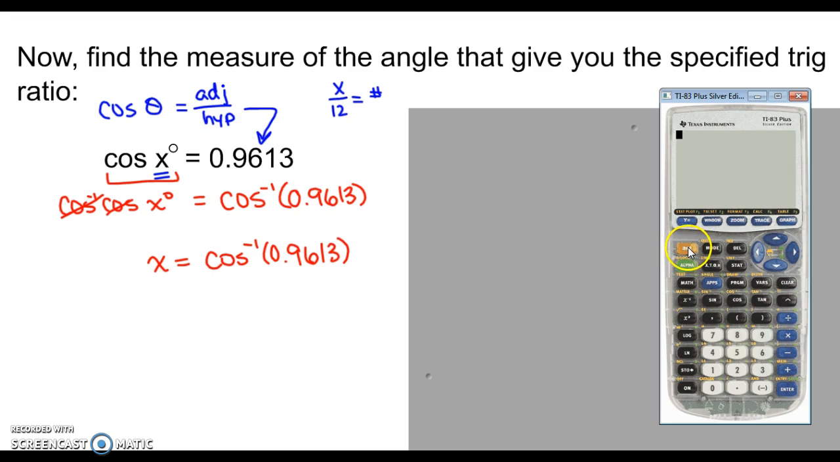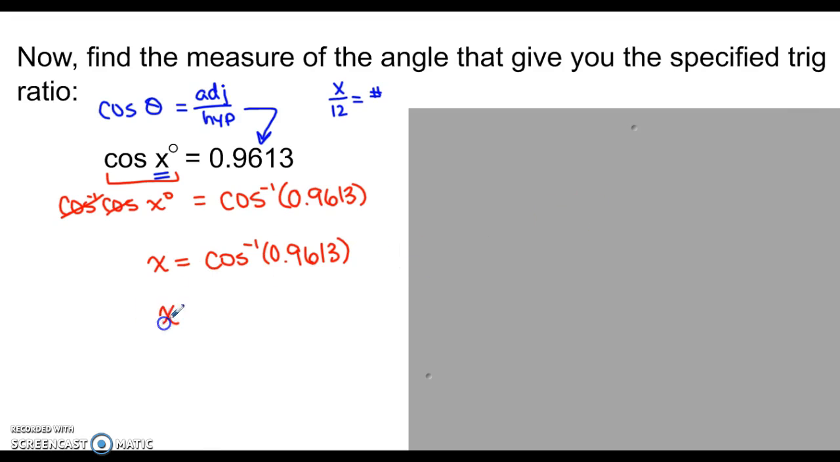So what you need to do is hit second cosine, and we're going to punch in 0.9613. If your calculator is a little bit different, you're going to need to punch in 0.9613 first, and then take the second cosine. But if we press enter, we can see it says 15.992. And if we're rounding to the nearest tenth of a decimal, this can get rounded up to 16. So x is approximately 16 degrees. So a 16-degree angle will have a cosine of the adjacent over the hypotenuse being 0.9613.